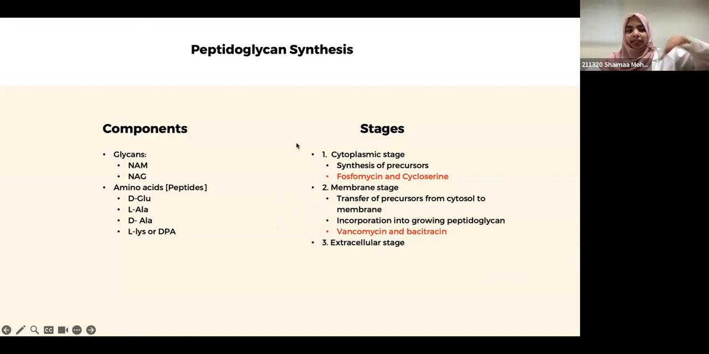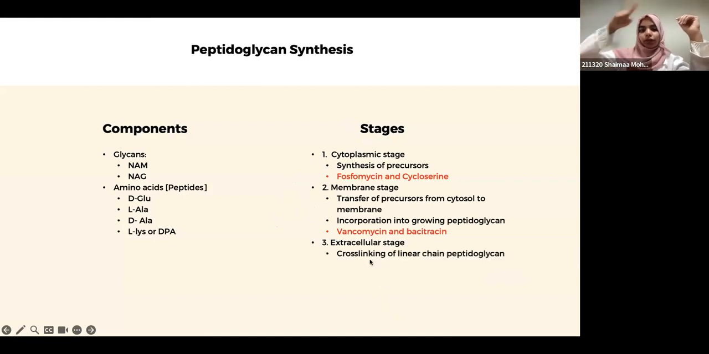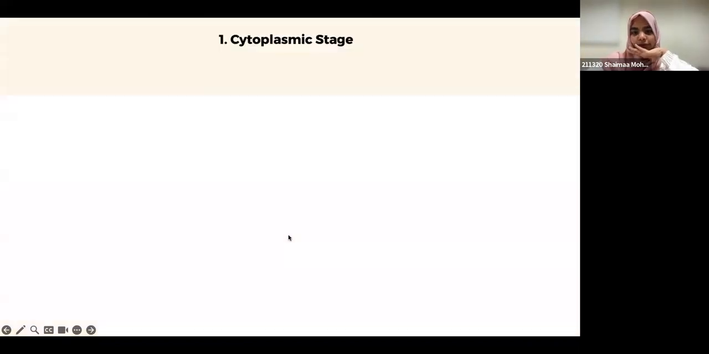Lastly, now that we left to the outside, we have the extracellular stage, which is outside the cell. Here we have to cross-link the chains with each other to form one strong peptidoglycan cell wall. And this stage is inhibited by beta-lactams. Again, we're going to look at how they do that.